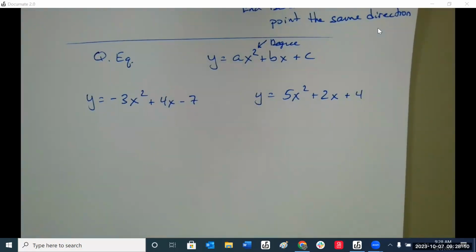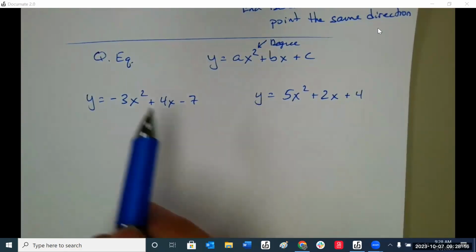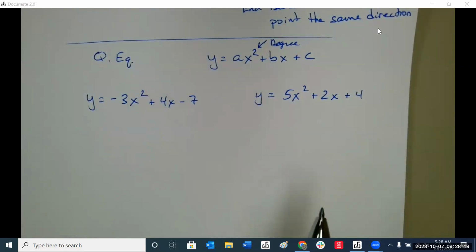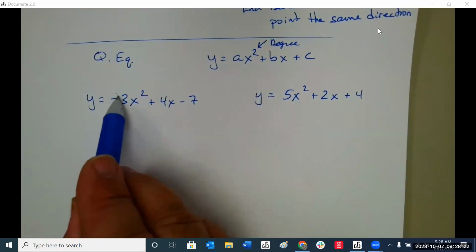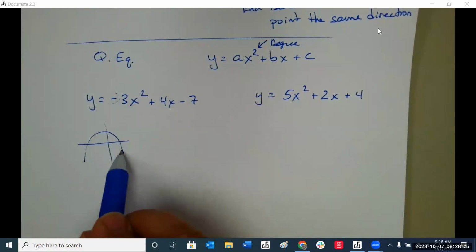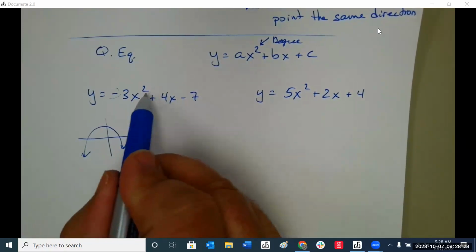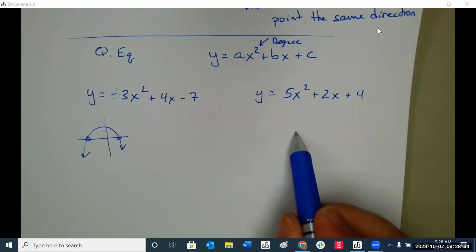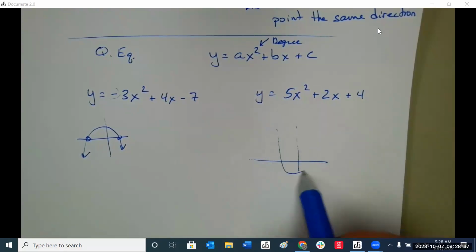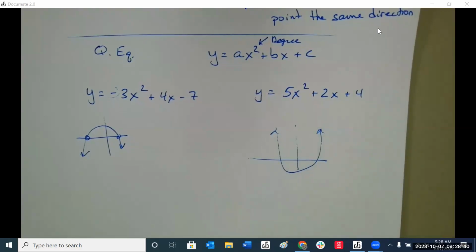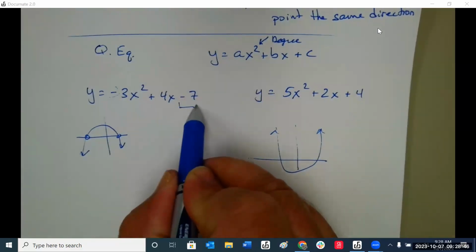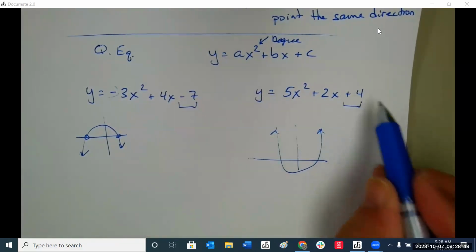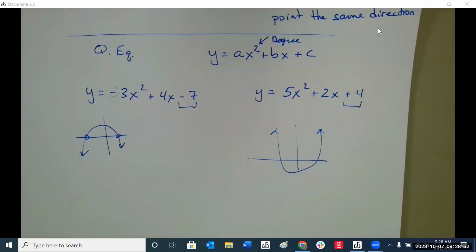Since it's even, both ends point the same direction. Is it going to point up or point down? In the first one, since it's negative, this one's going to point down. We can have at most 2 solutions or 1 solution or no solutions. This one, on the other hand, is positive, so it looks something like this. But the only thing we know for sure is this y-intercept is -7, and this y-intercept is +4, whatever our graphs are.